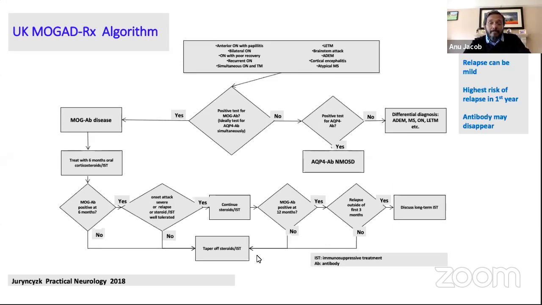Almost always there's a discussion. Some patients prefer to be on treatment. They do not want to take a chance. Some patients, young women, are wanting to conceive. So various other factors come into play as well. That's a general rule that has helped us so far.